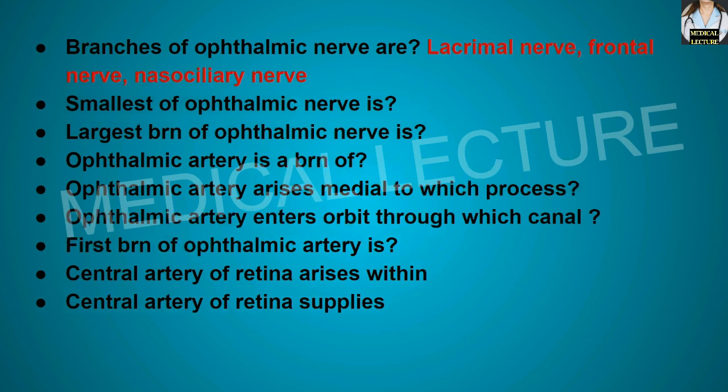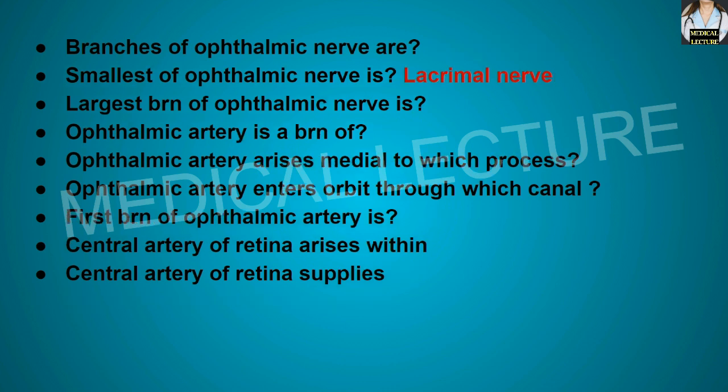The branches of the ophthalmic nerve: lacrimal nerve, frontal nerve and the nasociliary nerve are the branches of the ophthalmic nerve. Now which is the smallest branch of the ophthalmic nerve? It is the lacrimal nerve. Largest branch of the ophthalmic nerve, it is the frontal nerve.